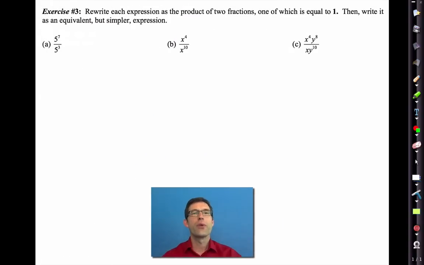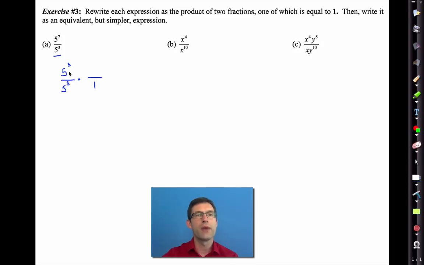Exercise 3 says, rewrite each expression as the product of two fractions, one of which is equal to 1. Then write it as an equivalent but simpler expression. All right, let's take a look at letter A. This is kind of cool. I have 5 to the third down here and 5 to the 7th up here. That means that there's actually a 5 to the third hanging out in both of them, right? The question is, what else do we have?